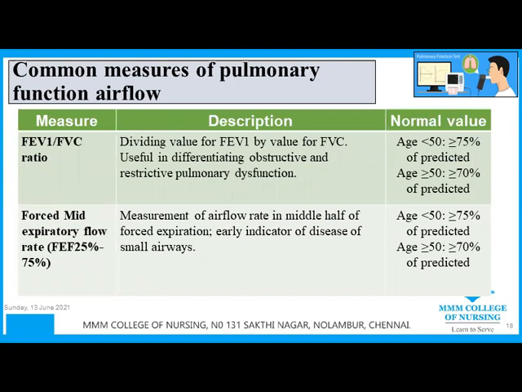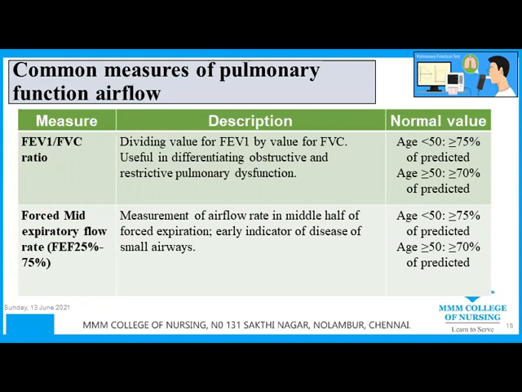FEV1/FVC ratio is obtained by dividing the value of FEV1 by the value of FVC. It is useful in differentiating obstructive and restrictive pulmonary dysfunction. The normal value is, if the age of the patient is less than 50, more than or equal to 75% of predicted. If the age of the patient is more than or equal to 50, the normal value will be more than or equal to 75% of predicted.